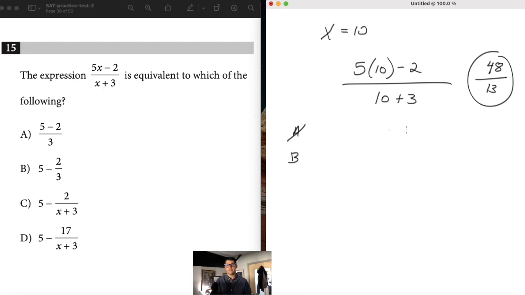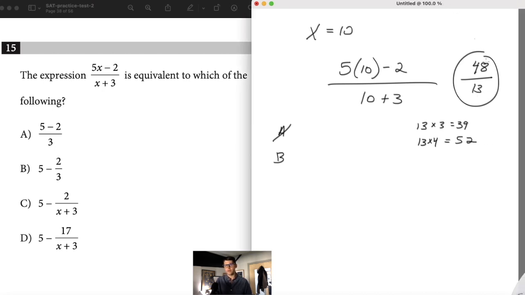Maybe we don't totally know what 48 over 13 is, but we can estimate. Look, 13 times 3 is 39, and 13 times 4 is equal to 52. So this is in between 3 and 4, just 3 point something. That's all you need to know. You don't need to know exactly what it is. It's 3 and a little bit.